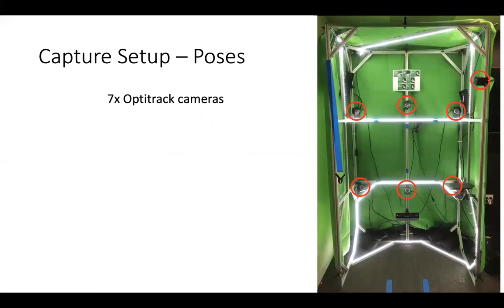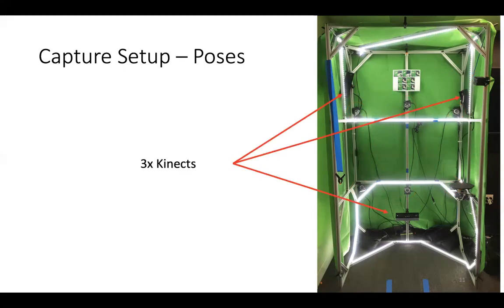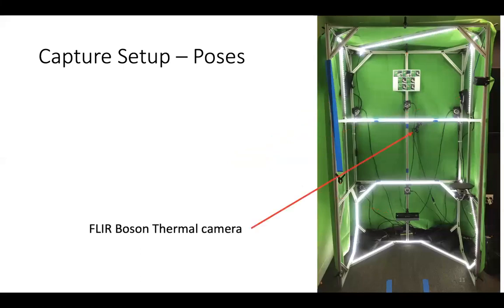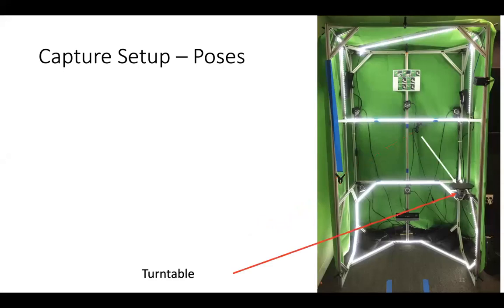So this is the whole capture setup. We have this frame in which the participant stands, and this set of 7 OptiTrack cameras is used to track the object pose, which I'll come to in the next slide. And then we have these 3 Kinects, which are capturing the RGB and depth videos, and the thermal camera, which is looking at a turntable. The participant, after grasping the object and holding it, will put that object on this turntable where it will be scanned by the thermal camera.